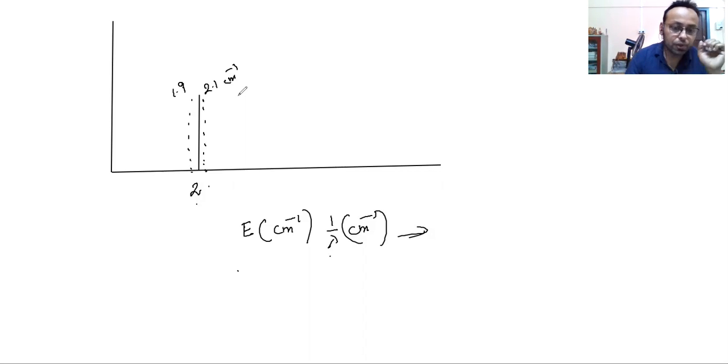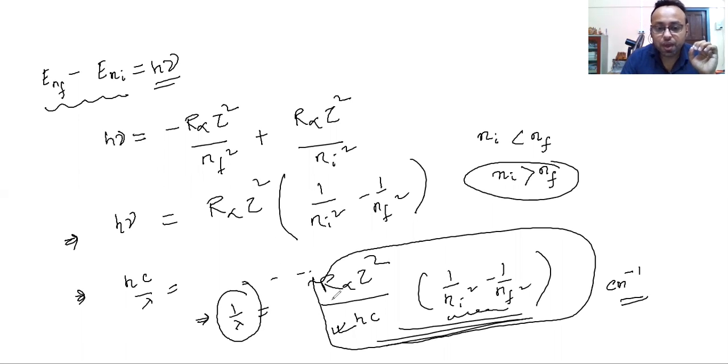You see here in your 1 by lambda expression you have R infinity, and R infinity carries the mass of the electron. R infinity is the Rydberg constant for an infinitely heavy nucleus, which means the nucleus is not moving in this concept. If the nucleus moves, then the mass changes, and then the value of R infinity will change. If R infinity changes, then 1 by lambda changes, isn't it? So that can be a solution to our problem.